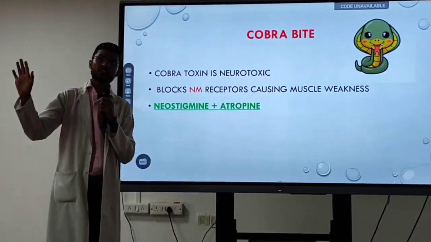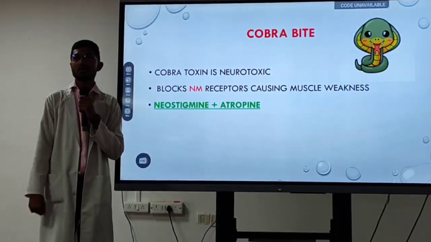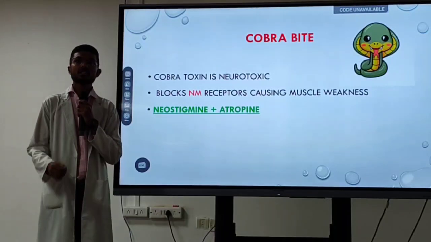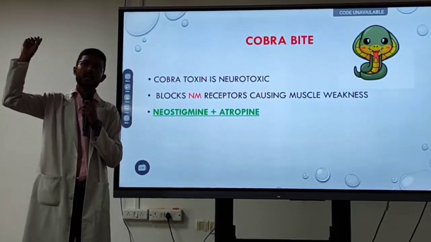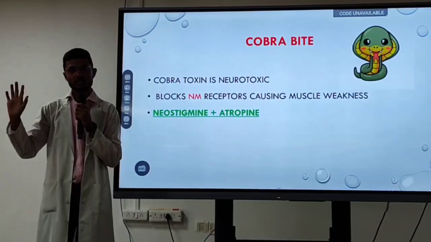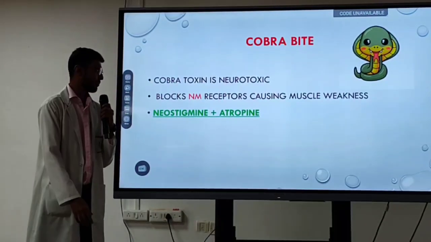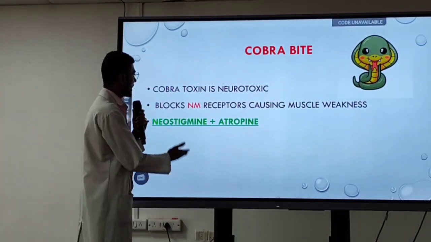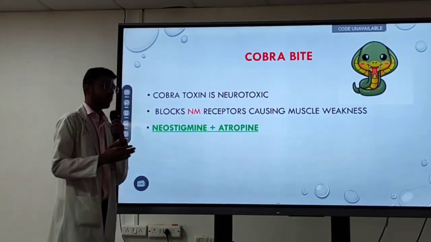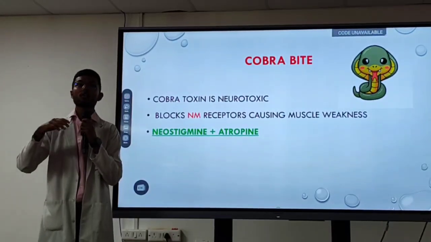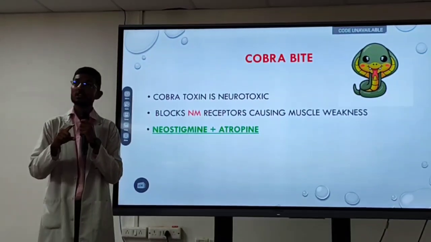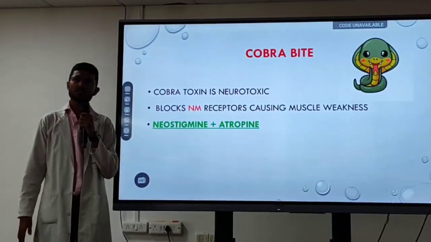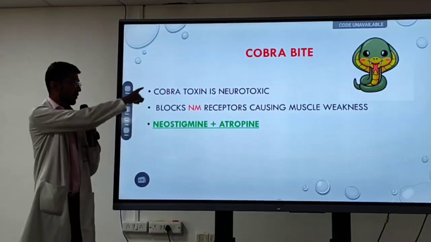Cobra bite. Myasthenia gravis is over. Now we see how cholinergics act in cobra bite. Cobra toxin is neurotoxic. It will damage the neuromuscular receptors again. Same as antibodies were damaging the neuromuscular receptor, cobra toxin possesses the same mechanism. It is damaging the NM receptor, it will lead to muscle weakness. Again we will give neostigmine. Neostigmine will enable acetylcholine to remain for a longer time in the synaptic cleft. Because it is there for a longer time, it can act on the remaining receptors which are available, which are not bound to the venom.